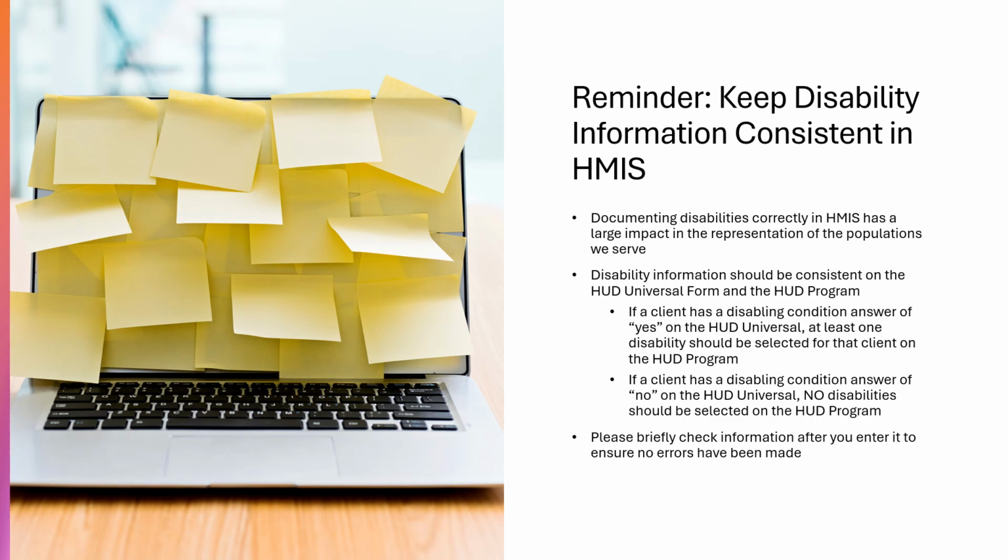The last topic we'll be covering is a reminder to keep disability information consistent in HMIS. There are two places in HMIS where disability information is collected primarily, and those are the HUD Universal and the HUD program assessments. The HUD Universal asks if there's a disabling condition, and the HUD program lists out disability types. Documenting disabilities correctly in HMIS has a large impact on the representation of the populations that we serve.